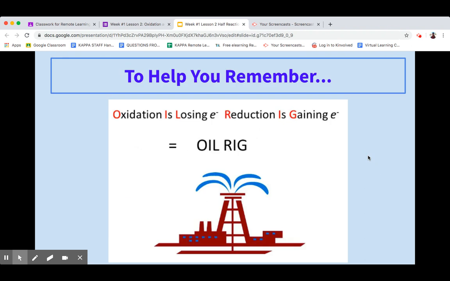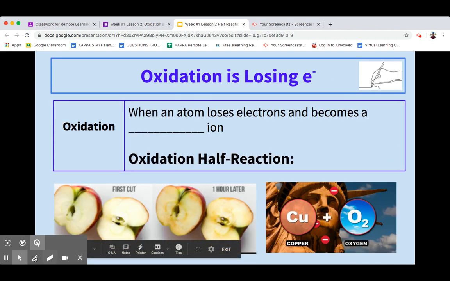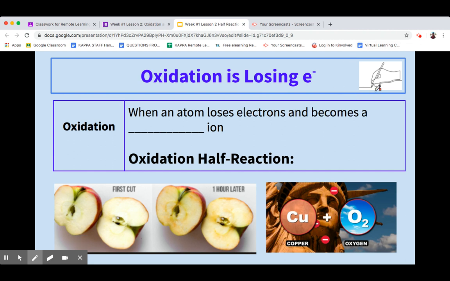Now, a mnemonic that he mentioned in the video is oil rig. This one is, I think, the easiest to remember out of all of them. Oxidation is losing electrons and reduction is gaining. So when we're working through some of these problems, you want to think oil rig and what that stands for. So we're going to take notes, just 2 slides. We see our note-taking signal up here.